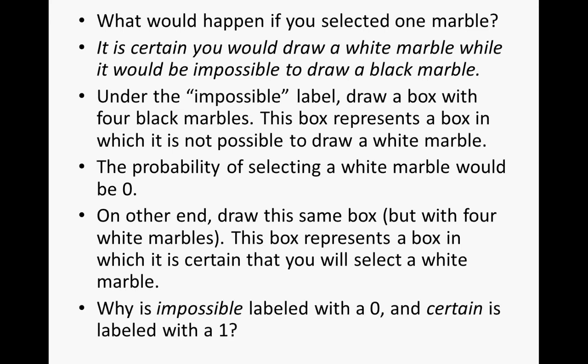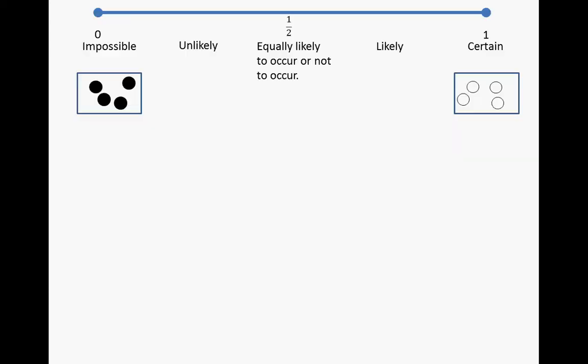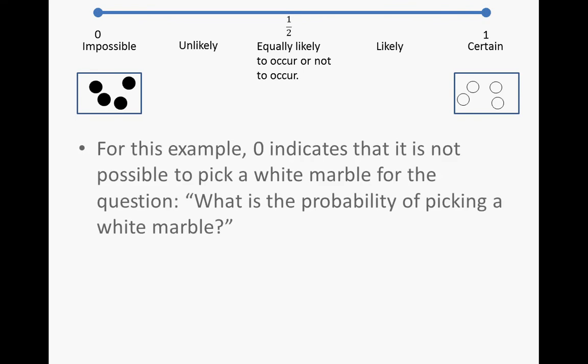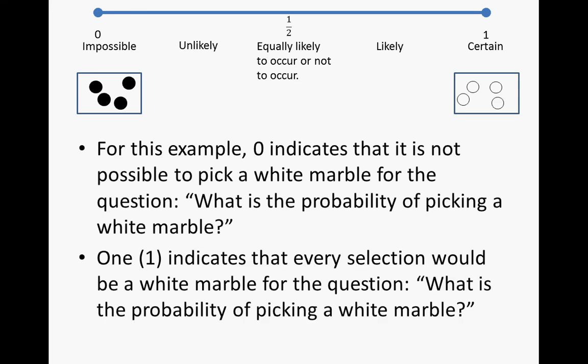So why is impossible labeled with a 0 and certain is labeled with a 1? Well, for this example, 0 indicates that it is not possible to pick a white marble for the question, what is the probability of picking a white marble? And 1 indicates that every selection should be a white marble for the question, what is the probability of picking a white marble?